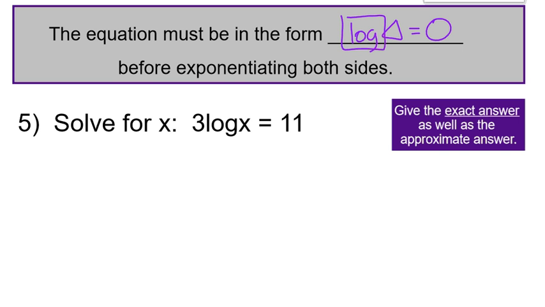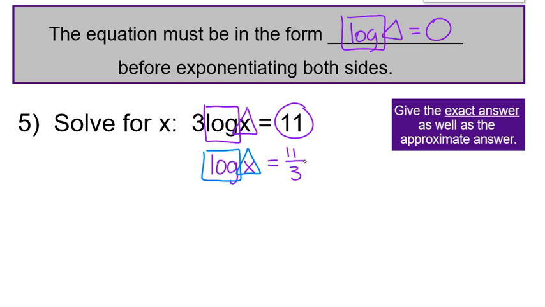So let's take a look at number 5. We have 3 times log of x equals 11. So we do have the log of something equals a number, but there's also that 3 on the outside. I need to get rid of that before I can exponentiate. So we're going to divide both sides by 3. Now we have just the log of something equals a number. Now we are ready to exponentiate.